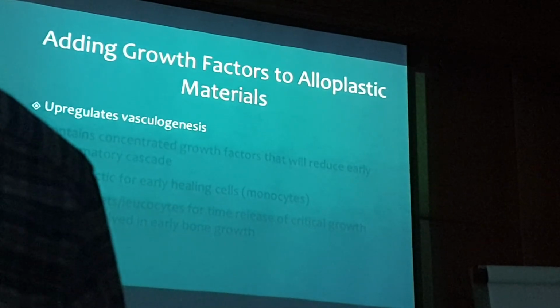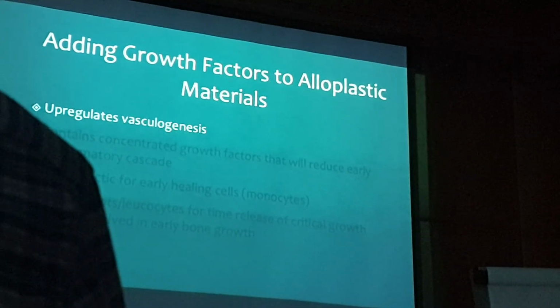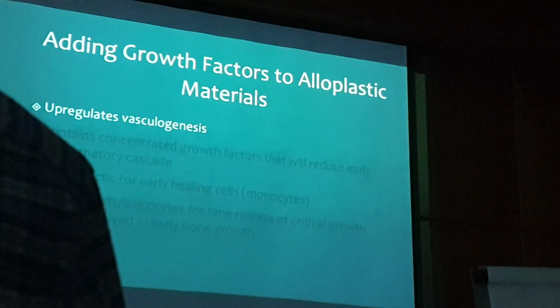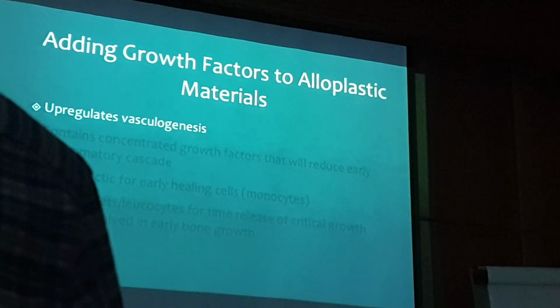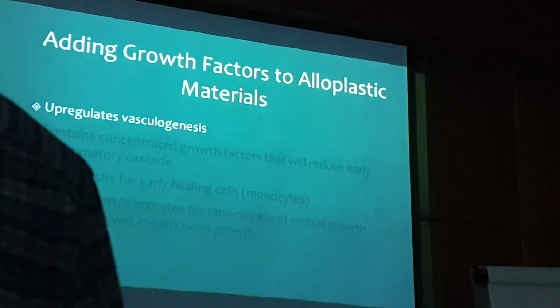VEGF is in white blood cells. That's the main reservoir of vascular endothelial growth factor. That's why we want the white blood cells. PRP contains no white blood cells. PRGF and Endoret from Spain, no white blood cells. Only PRF contains white blood cells.